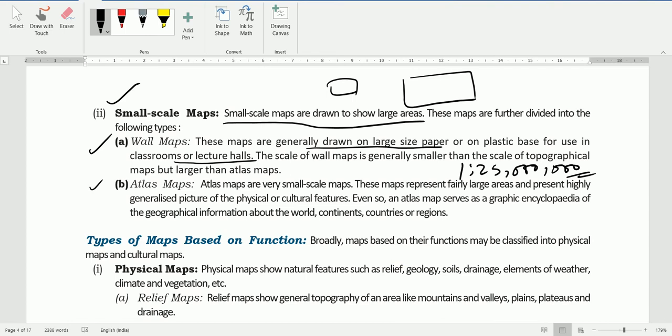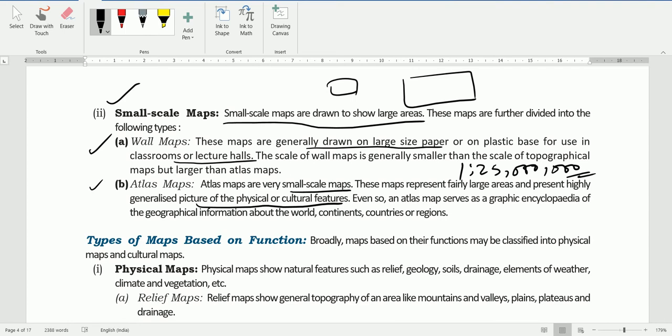Then atlas maps. An atlas, you know, is a volume of these maps. Actually, the maps are bound into a volume, just like in the form of a book. Atlas maps are very small scale maps, and these maps represent fairly large areas, sometimes the whole earth, and present a highly generalized picture of physical or cultural features. Here only the big prominent features are represented on the atlas maps. These are not detailed.